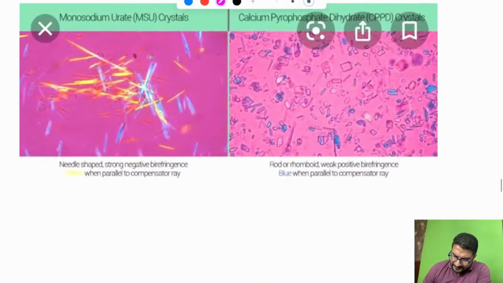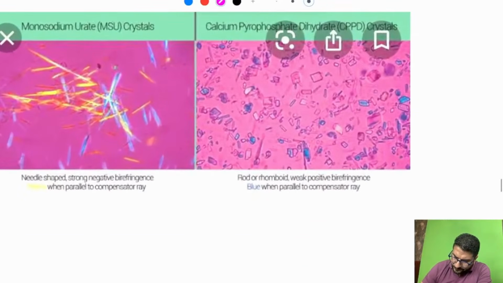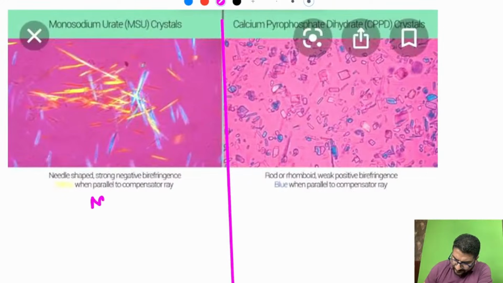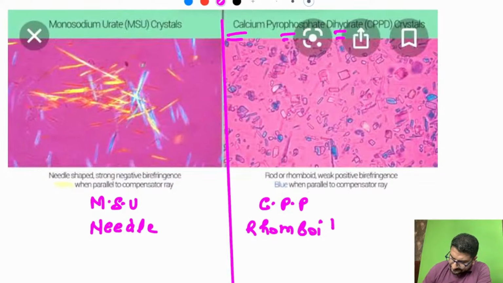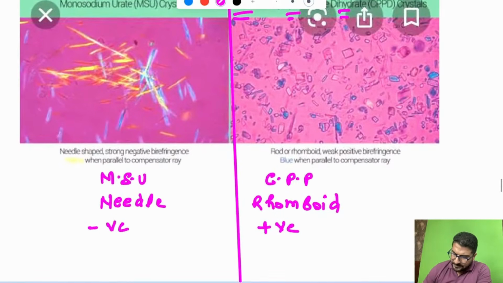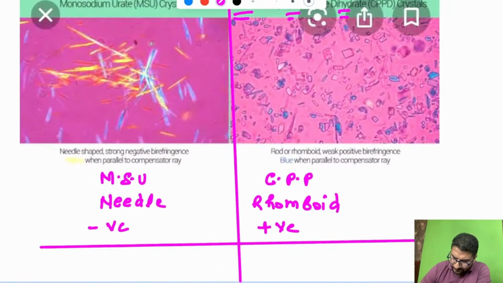Okay, so you can compare here gout with pseudogout. Understand this thing. If you compare gout with pseudogout, in gout the crystals are made up of monosodium urate. In pseudogout these are made up of CPP. CPP means calcium pyrophosphate. Then if you see the shape of the crystal, in gout these are needle shaped crystals, and in pseudogout the shape of crystals will be rhomboid. Finally, the last difference which I will say, gout crystals are negatively birefringent and pseudogout crystals are positively birefringent. So this is about your gout and pseudogout.